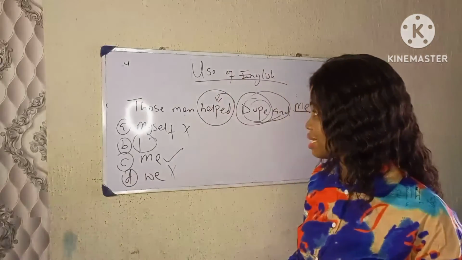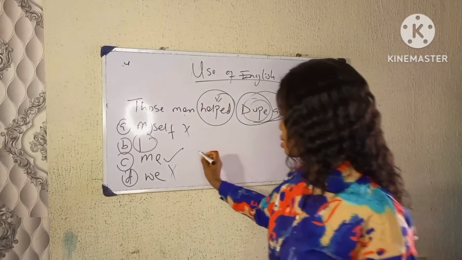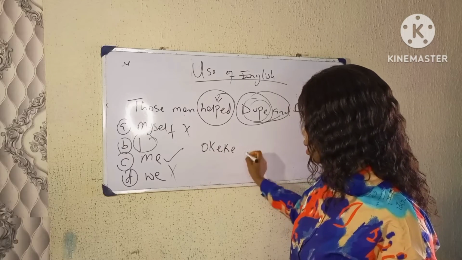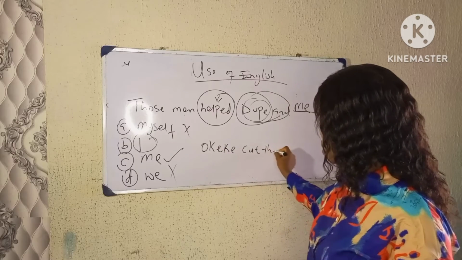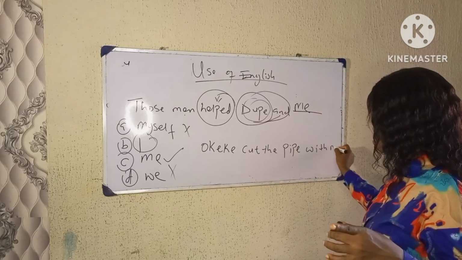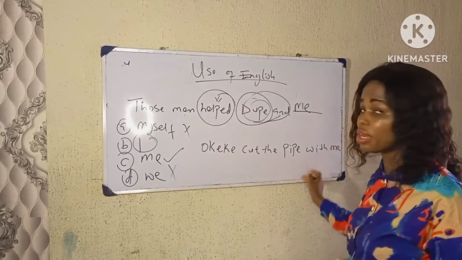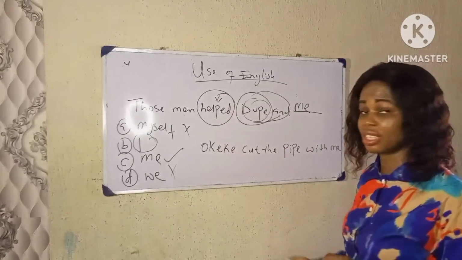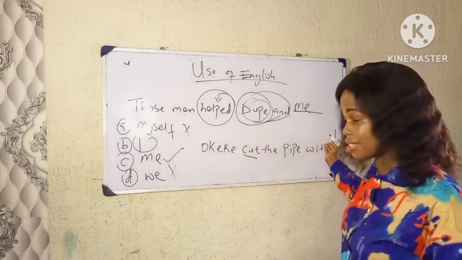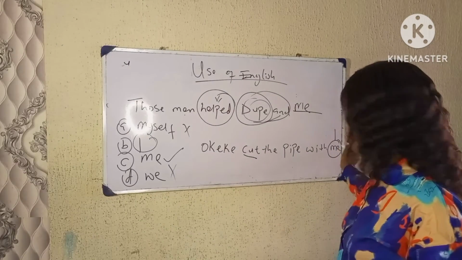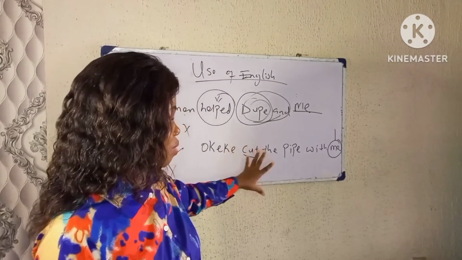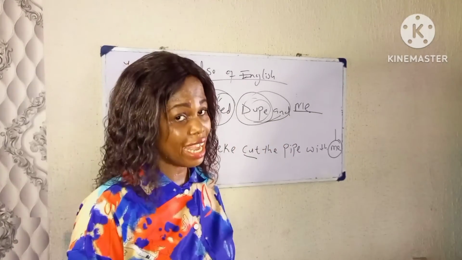Okay, now let's see this sentence. Cut the pipe with me. Now I was asked this question in my WhatsApp class. The person was asking me why he shouldn't use I instead of me, since the person referred to here also performed the action of cutting. He also performed the action of cutting, so why didn't you use I instead of me?